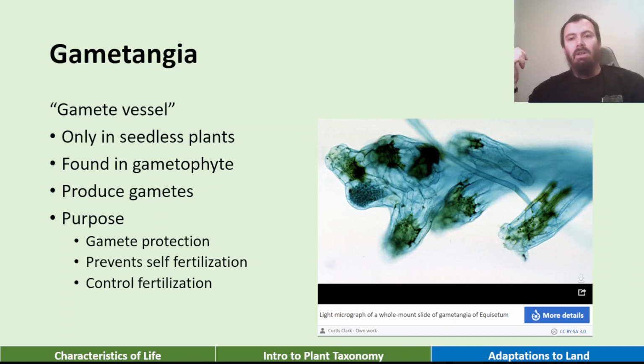Help prevent self-fertilization. A lot of organisms don't want to fertilize with themselves because then you don't get the benefits of sexual reproduction. And it allows you to control fertilization. So sporangia produce the spores, protect the spores, disperse the spores. Gametangia produce the gametes, protect the gametes, prevent self-fertilization. Sporangia are found in the sporophyte, gametangia in the gametophyte. Both of those only in seedless plants.